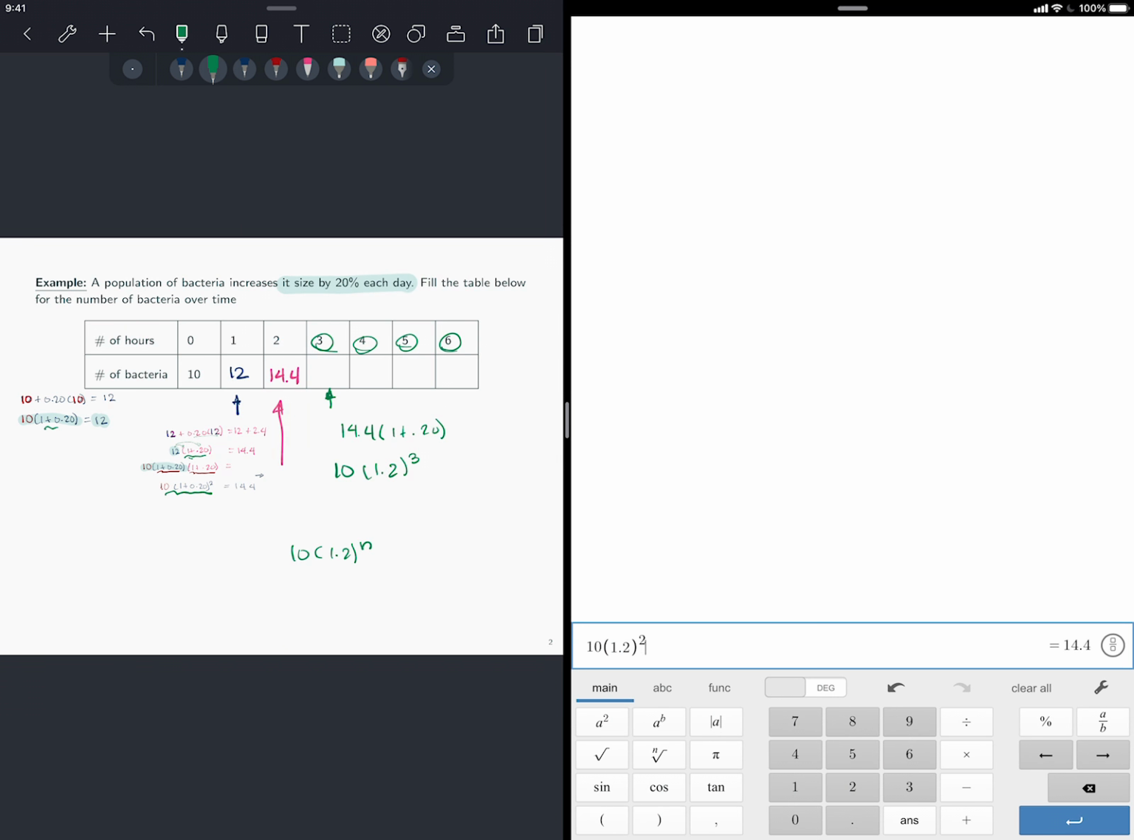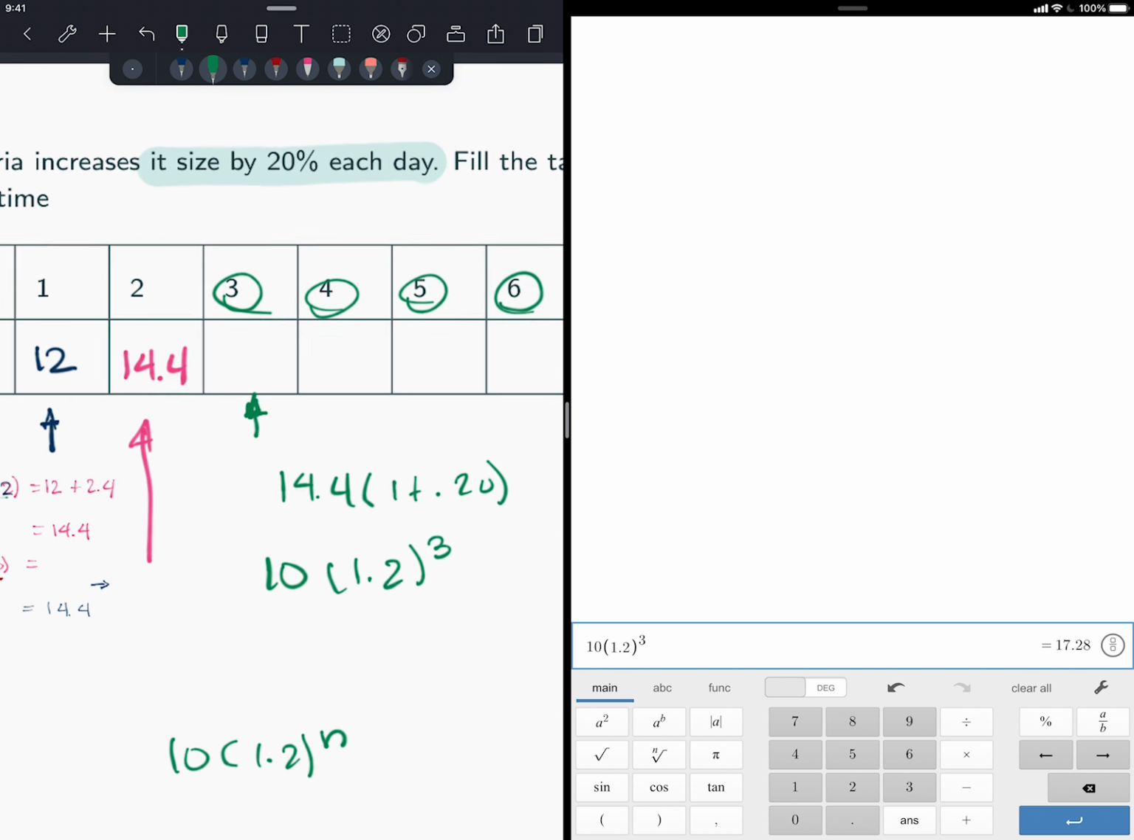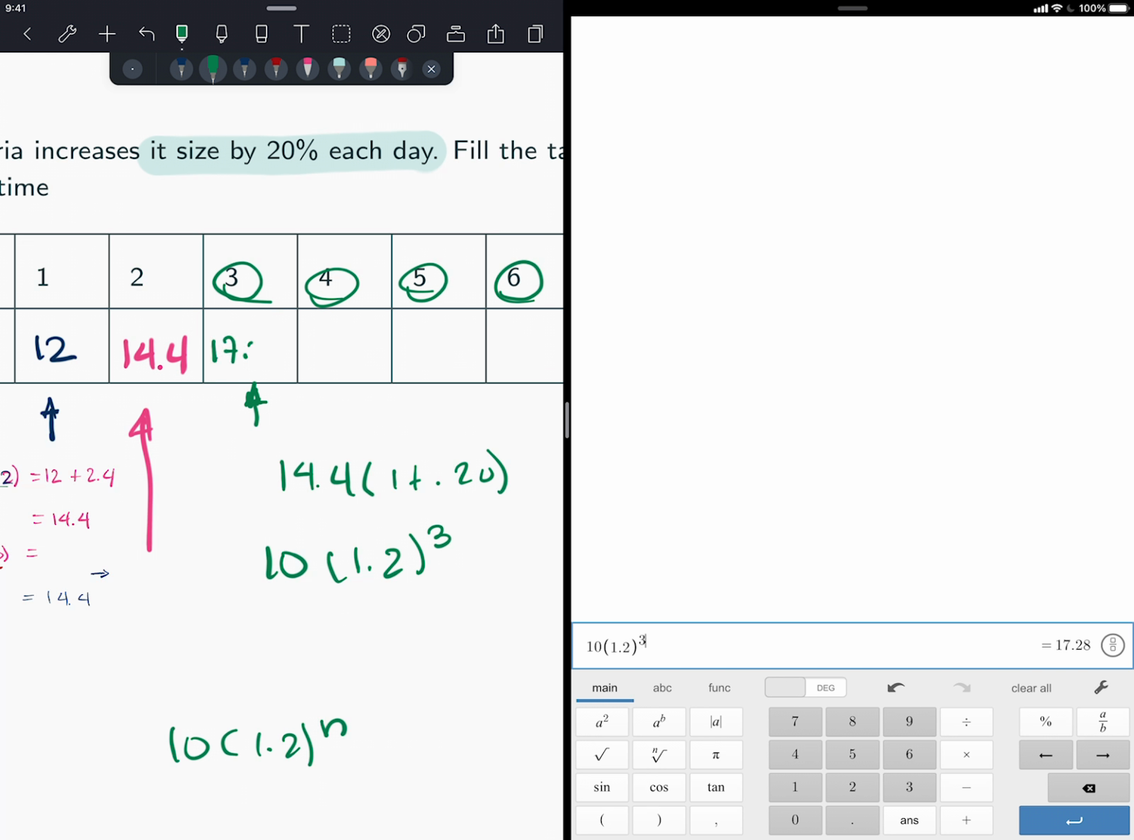So I can just change that for my exponent. For a 3, 17.28. For a 4, 20 point, I'm going to round to 20.74. For 5, 24.88. And for 6, 29.86.